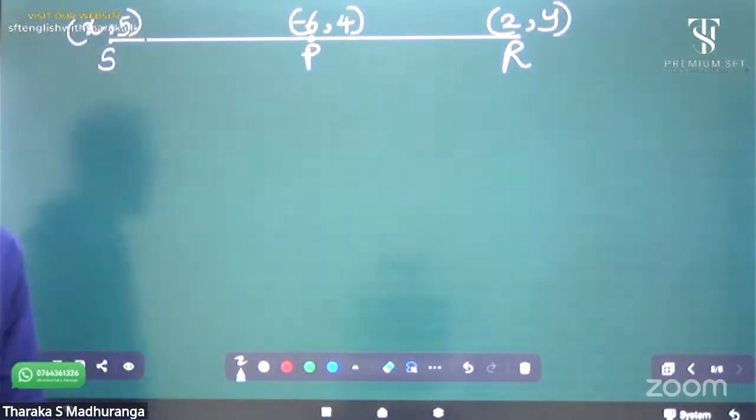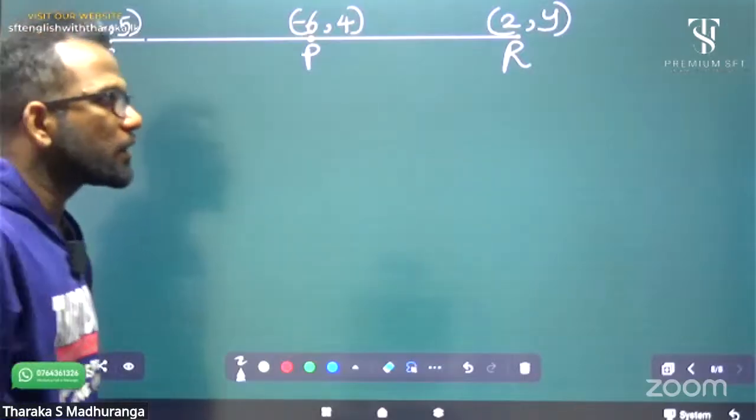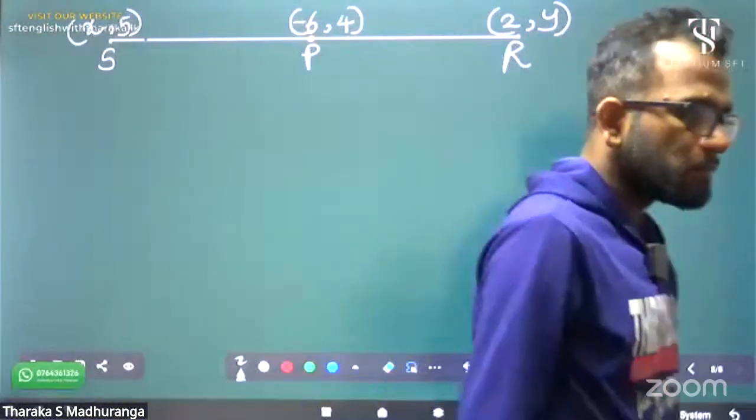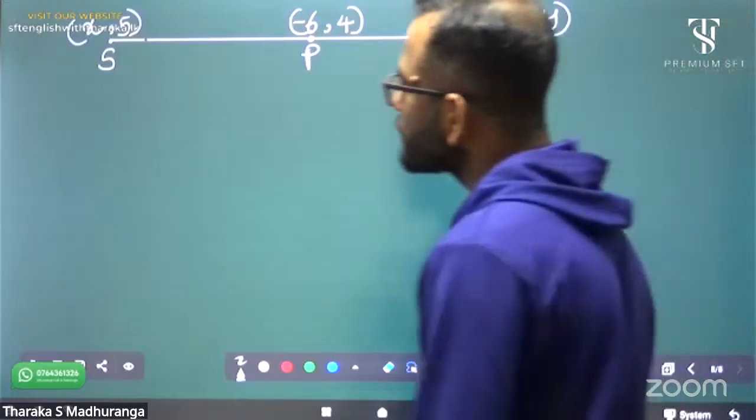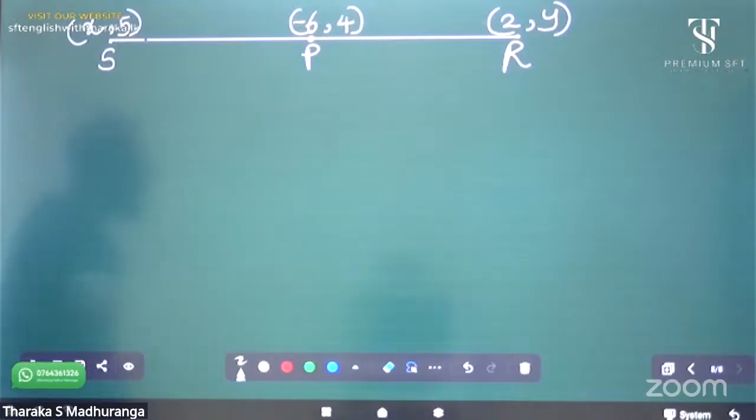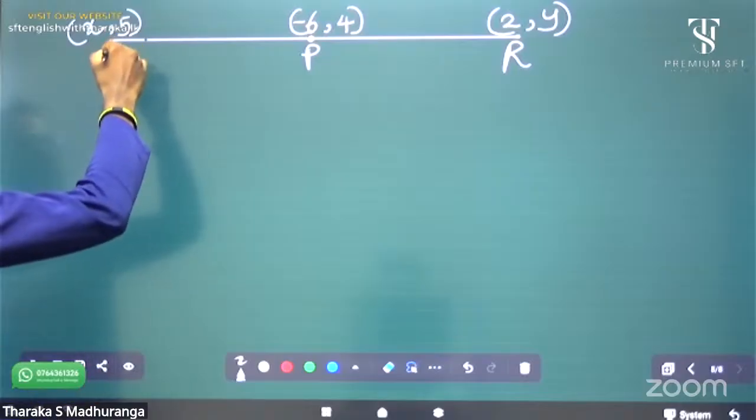Okay, write down. P is the midpoint of the straight line SR. P coordinates are minus 6 comma 4.